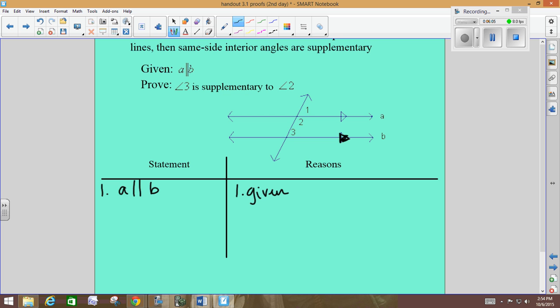Parallel, color in the triangles. Okay, this time we're trying to prove that 3 and 2 are supplementary. So you're going to have to look at your picture and see what you can do. See what you know. Alyssa.